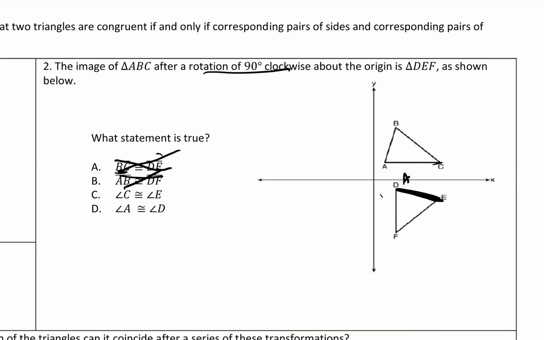Angle C is congruent to angle E. We said angle C is congruent to, this is angle C. Angle C is congruent to angle E. No, it's congruent to angle F, right? And angle A is congruent to angle D. Yes, A goes with D here, so yeah, that's true.